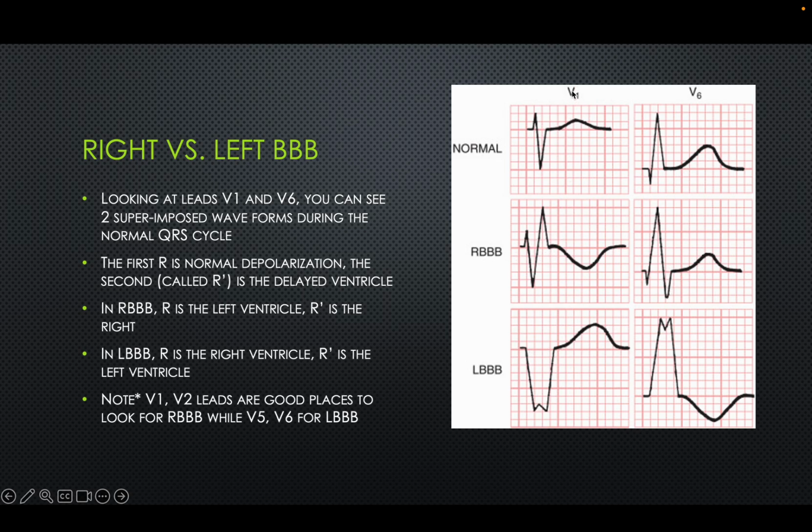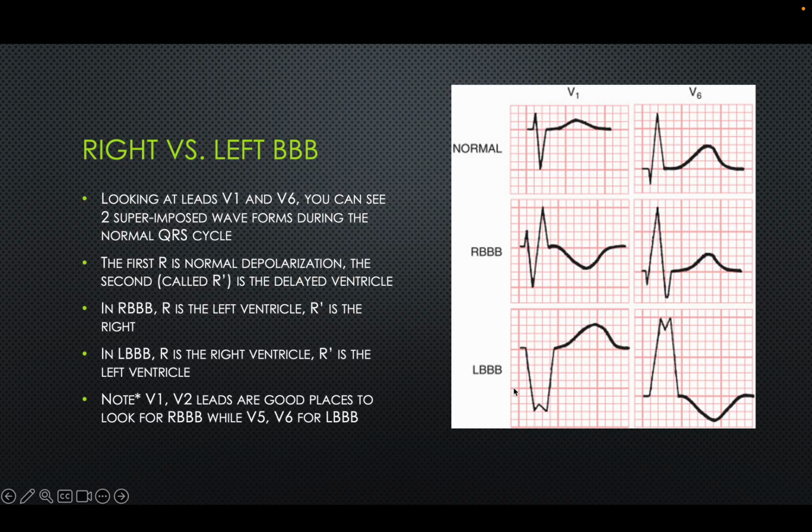Because remember, V1 sits right over the right side of the heart, the right ventricle. So in a right bundle branch block, you're going to see more on the right lead than you will on V6. And then vice versa. Now you'll notice one other thing. The QRS interval, look how wide it is. So whenever you see a wider QRS, you know right away that it's a ventricle problem.